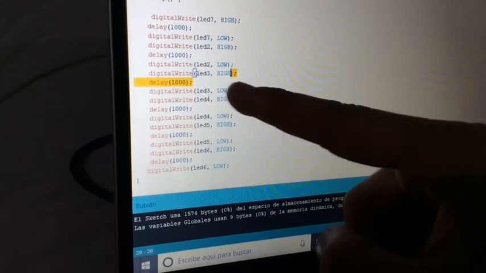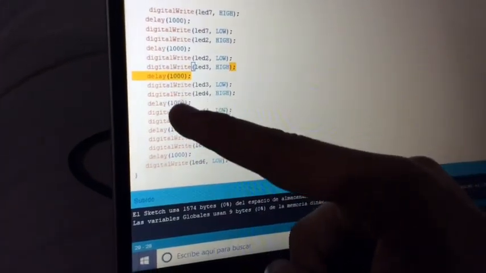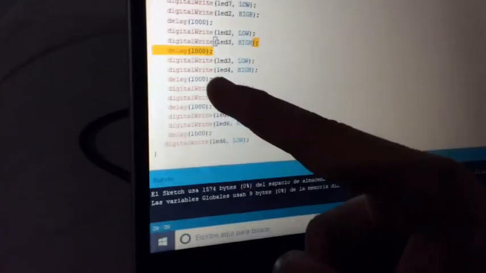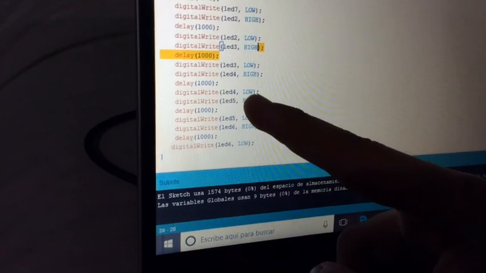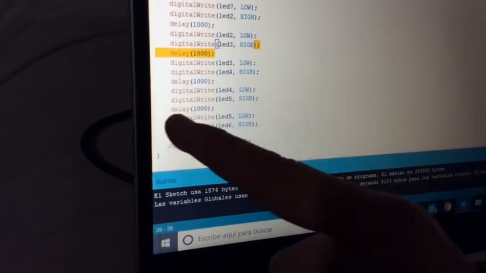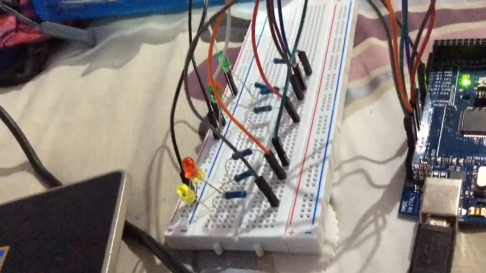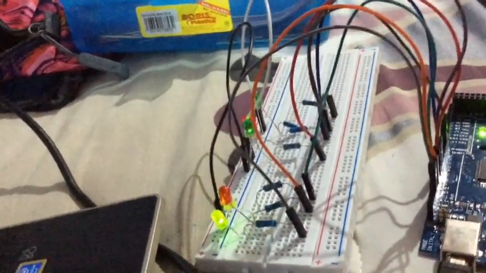LED 4 will go high during 1000 milliseconds, that is equal to 1 second, and then the LED 4 goes low. LED 5 goes high during a second, and then LED 5 goes low, and it repeats all around the circuit. So the exception that I made was that I used another LED in parentheses to give current to all the circuit. So thanks, teacher.